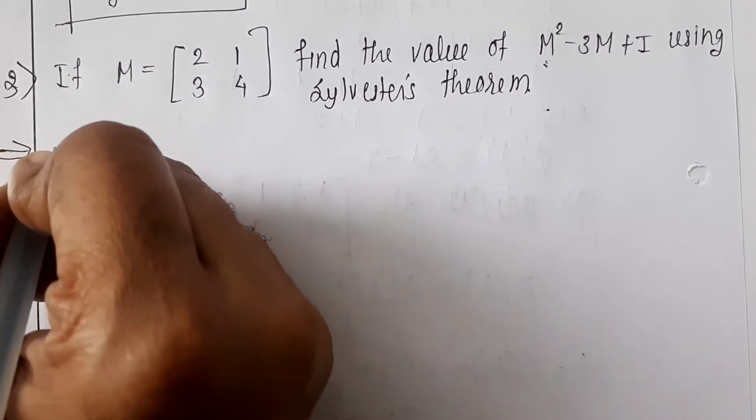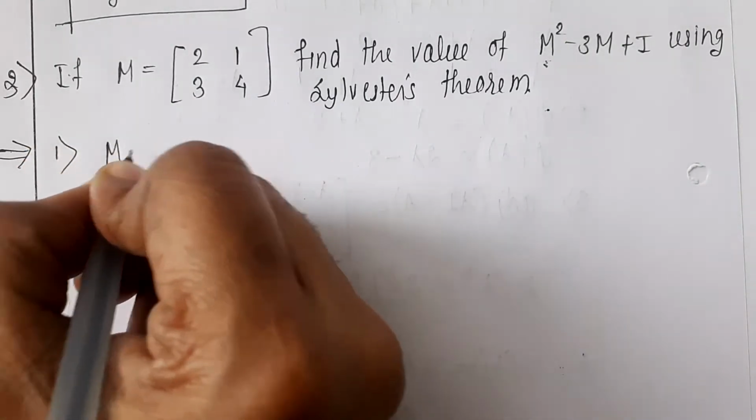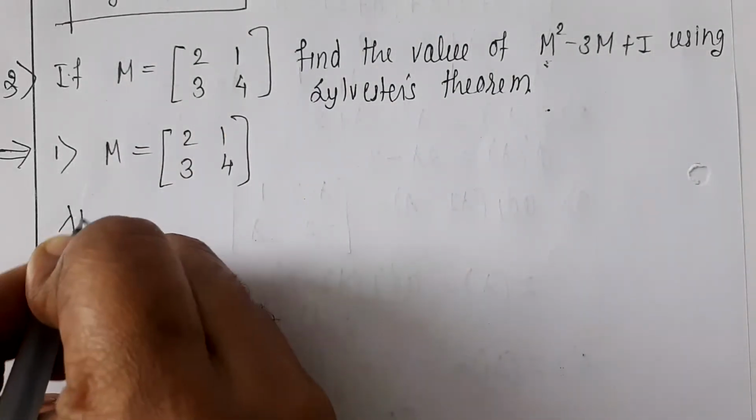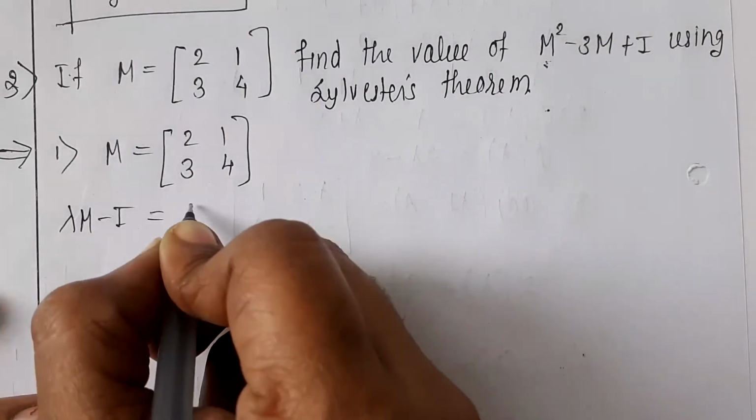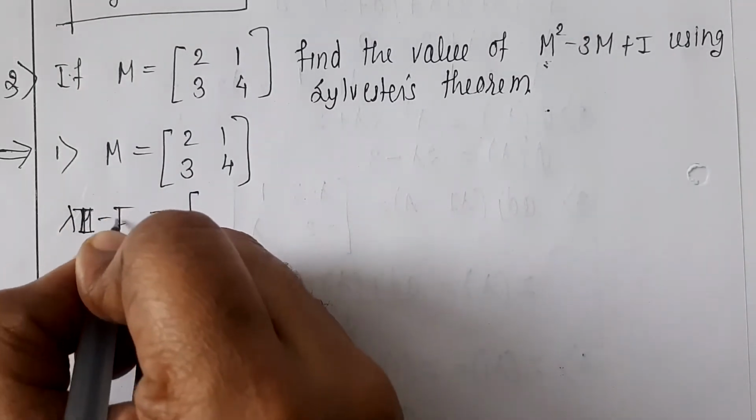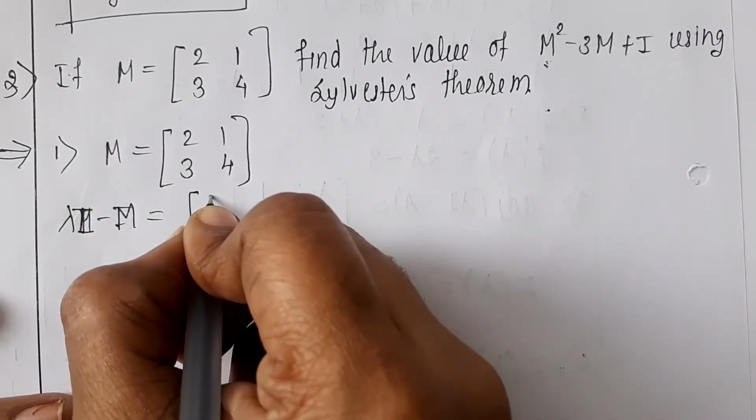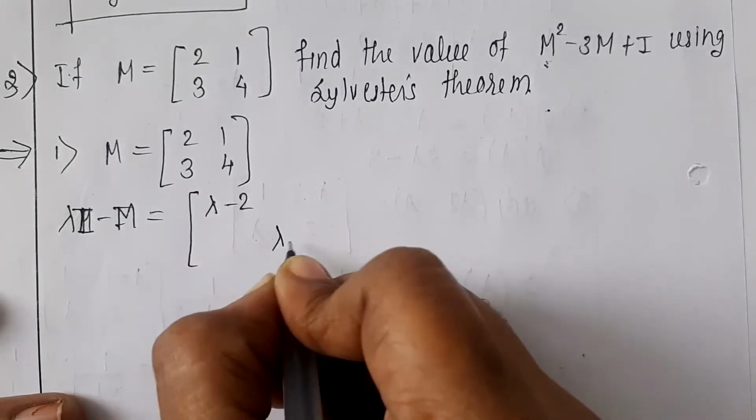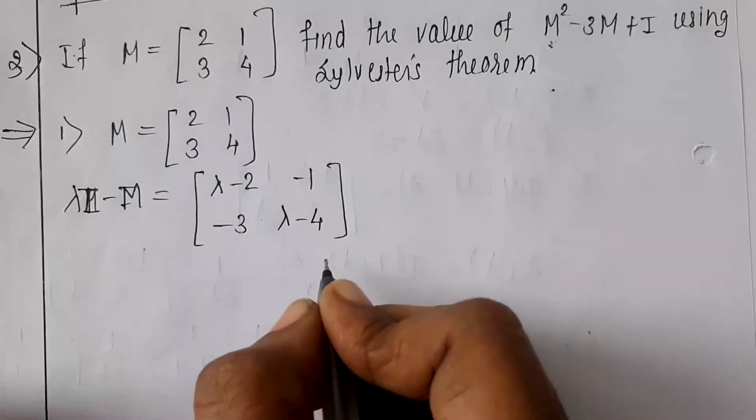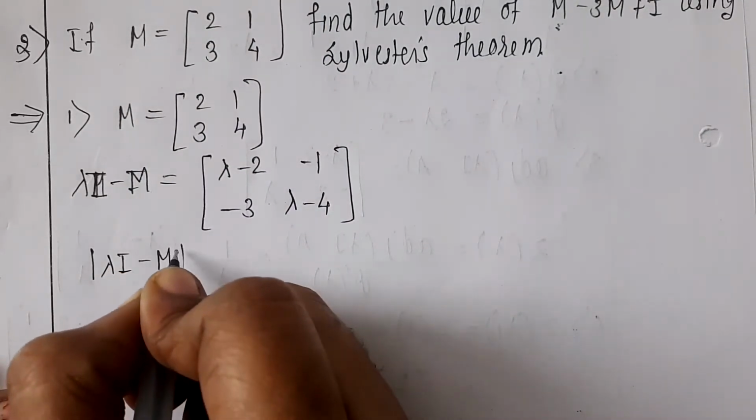Okay. So first step is to find lambda I minus M. M is given as 2, 1, 3, 4. Then find lambda I minus M. This is lambda I minus M. It is equal to lambda minus 2, then lambda minus 4, and this is minus 1, minus 3. Then next is determinant of lambda I minus M is equal to 0.